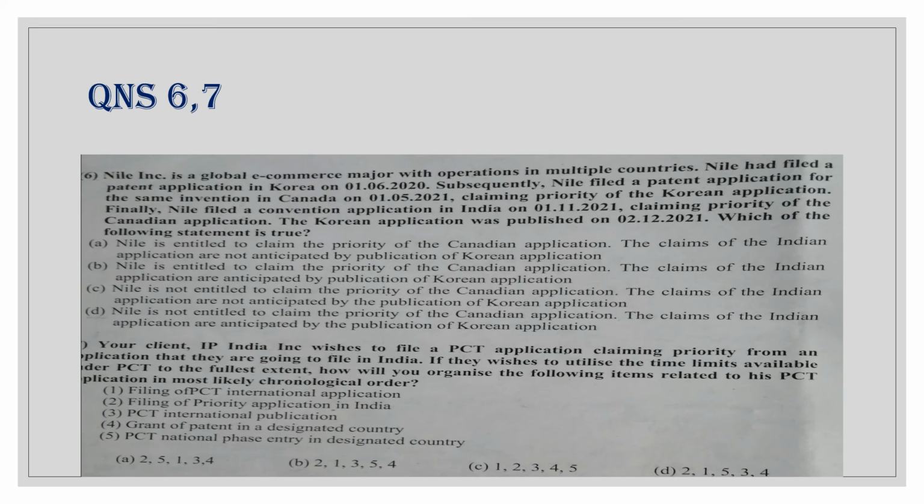Now we have to find out which statement is true. Fine. The correct option will be option C. That is, Nile is not entitled to claim the priority of the Canadian application. The claims of the Indian application are not anticipated by the publication of Korean application. Okay. So, to be more clear, please refer to chapter 6 of the Patents Act 1970, which deals with the anticipation part.